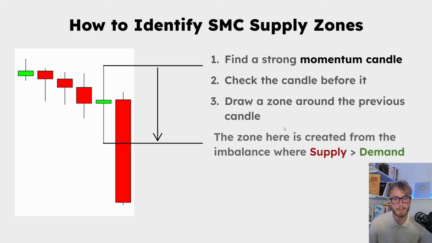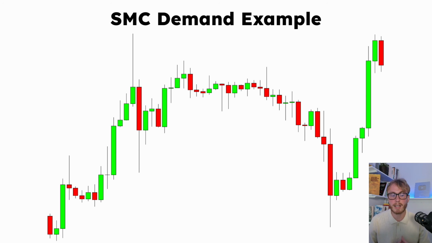And once again, the zone here is created from an imbalance between supply and demand, because in order to push the price this sharply and this fast to the downside, we need to see a strong imbalance between buyers and sellers. Alright, so now let's take a look at a real life example of a demand zone.